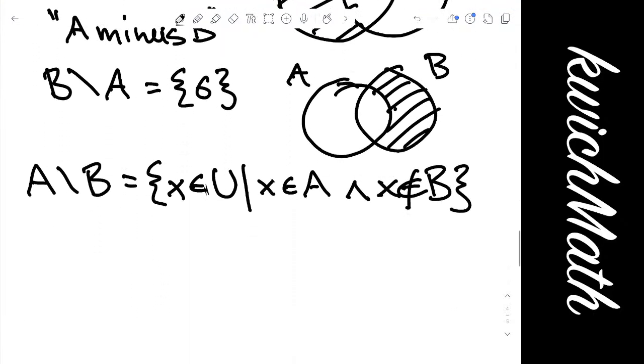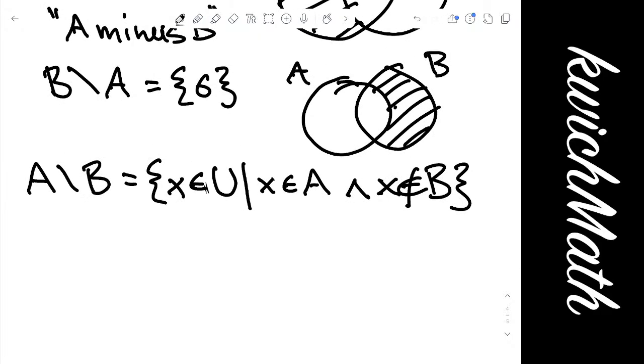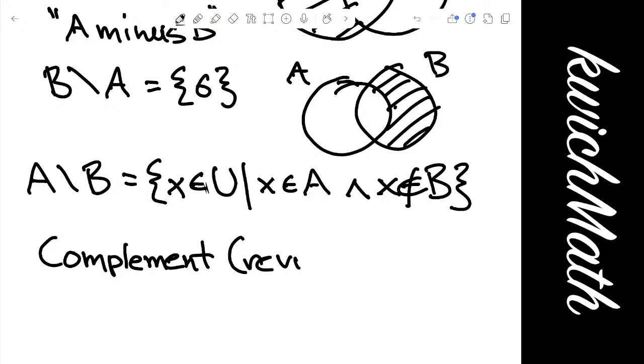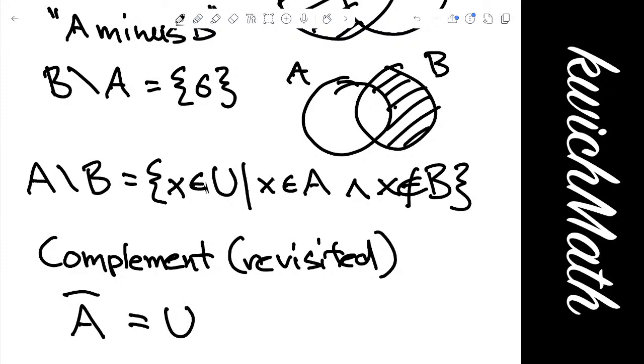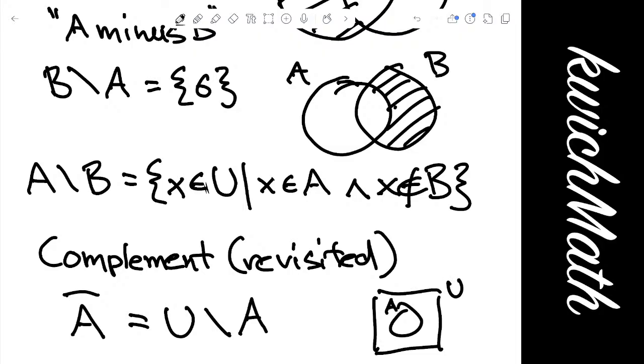That means you can also revisit the complement. If you have the set A and take its complement, that is actually the same as the universal set minus A, right? Because everything that is in U but not in A is exactly the complement.